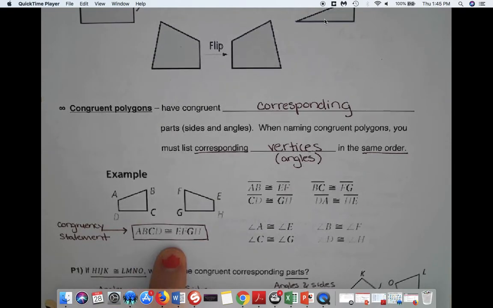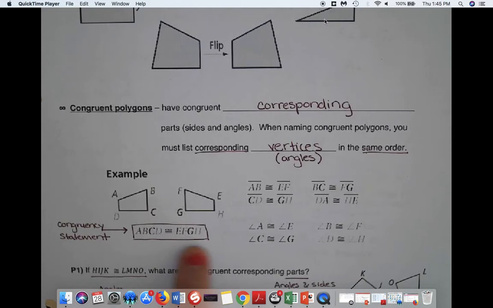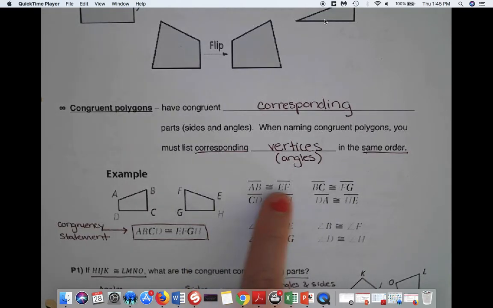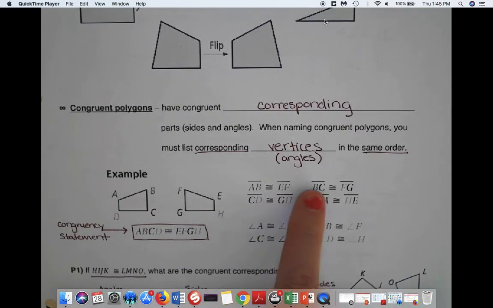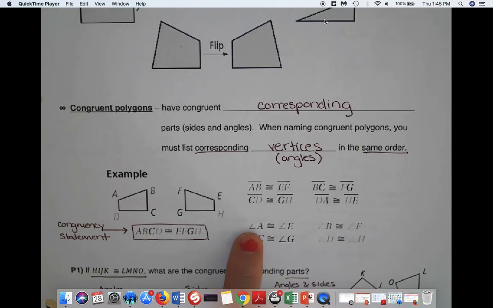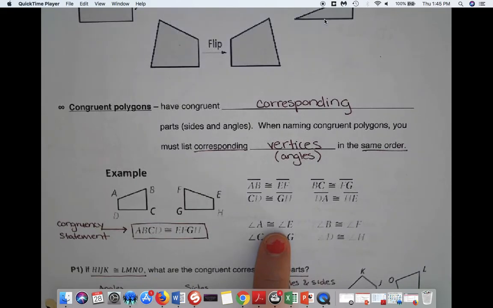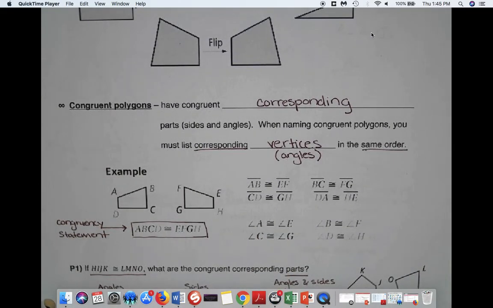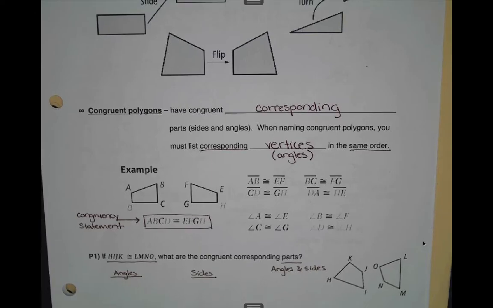A congruency statement tells us how the polygons are related, and just by looking at a congruency statement, you should be able to make additional congruency statements stating the congruent corresponding sides between the two polygons. You should also be able to make further congruency statements like these to show which angles are corresponding and congruent, as shown here.